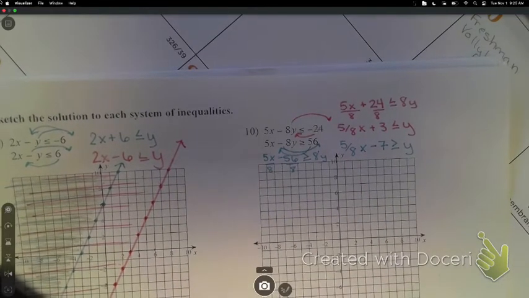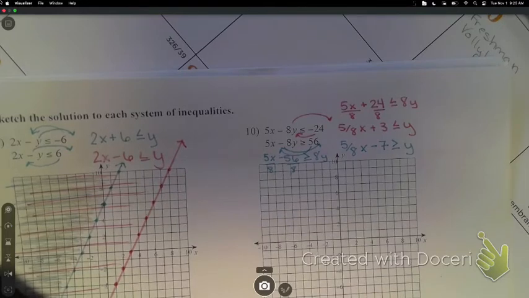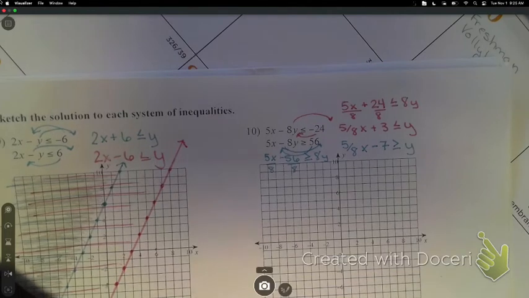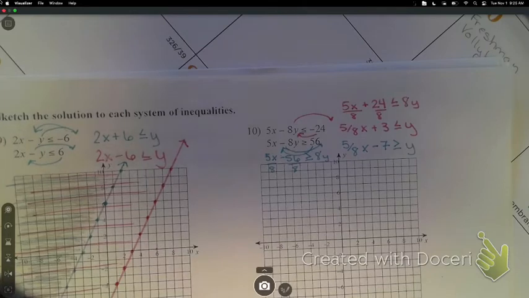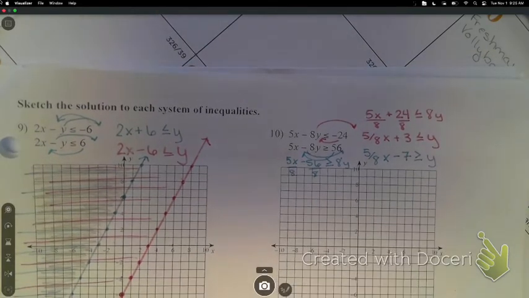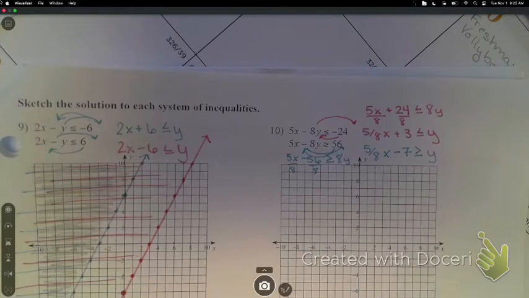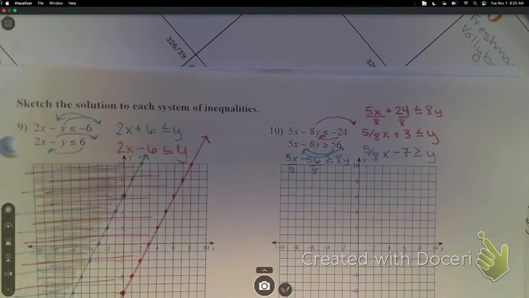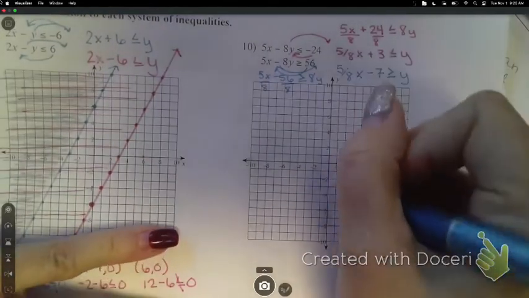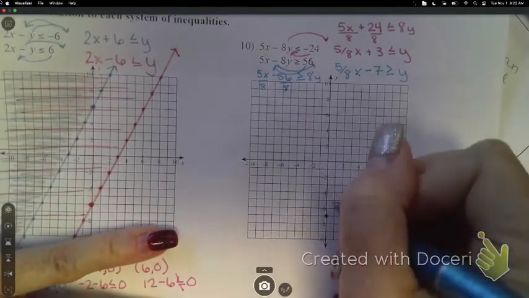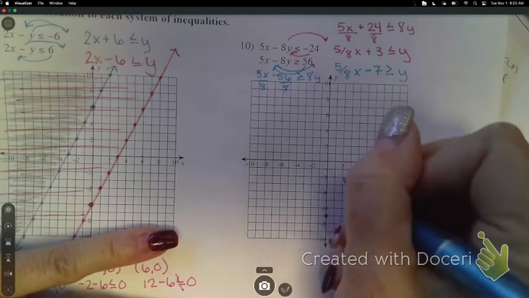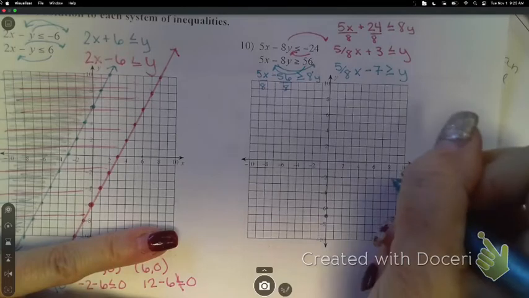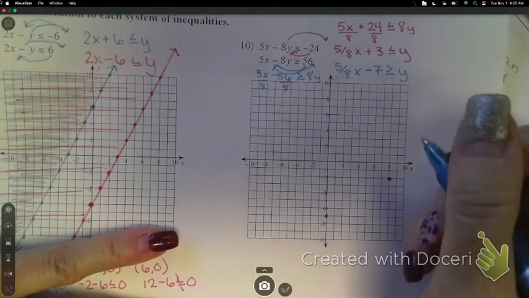Do you guys agree with me? Yes. Okay, so what do I do with these two? Graph it. Solid or dashed line? It's solid. So graph both of them.